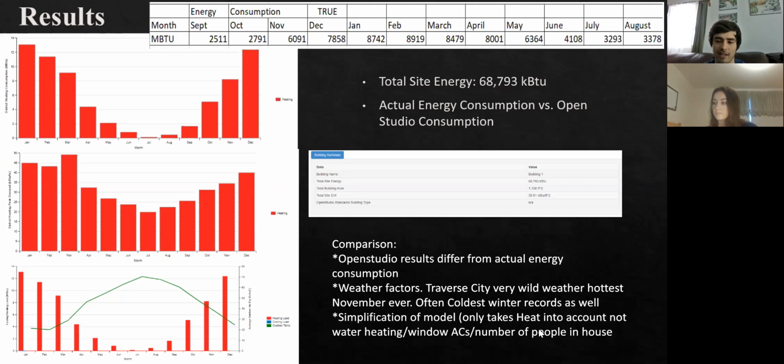Another factor in this is that we simplified our model. We only took heat into account and we didn't take into account water heating, window ACs, or the number of people in the house. So this could change the amount of energy consumption that we could receive.